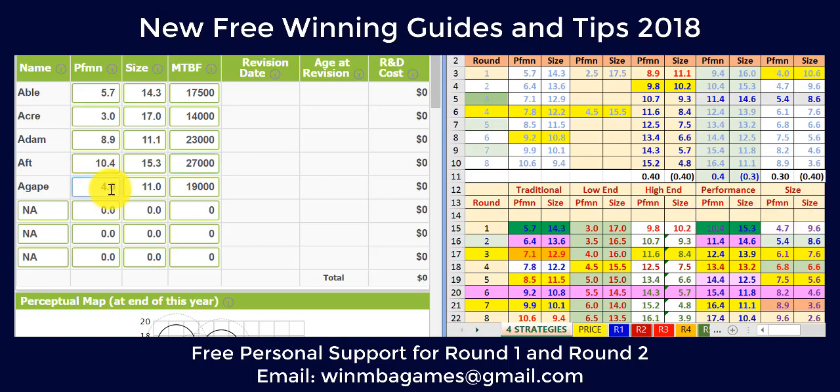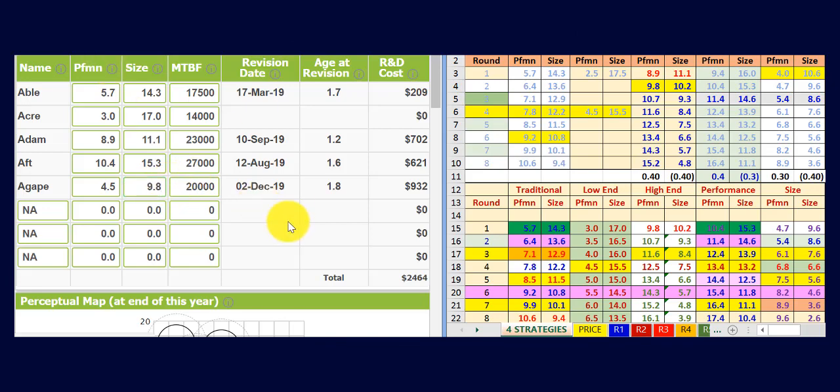For round 1, we update the product as you see on the screen, with 5.7 and 14.3 for traditional. We do not update low end because that is optimal already. We update the high-end performance and size as you see. Try to get that close to the ideal spot, and launch the new product during June or July, maybe August and September, as close to the ideal spot as possible, so next round the product will be able to sell well.